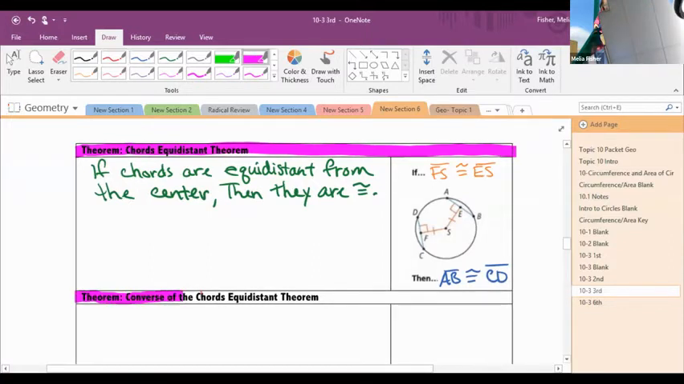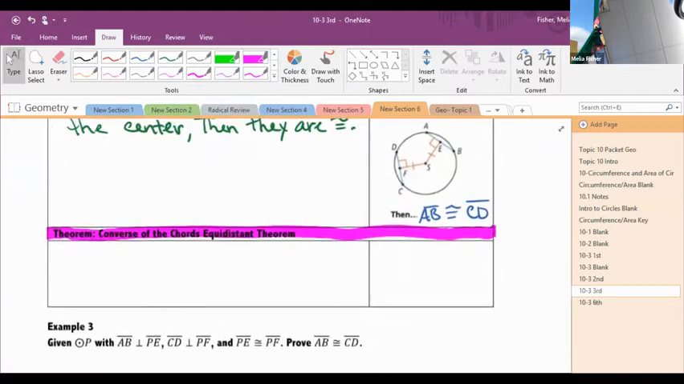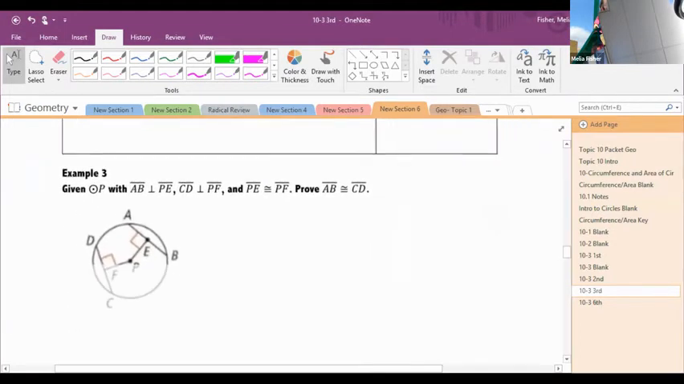And as you might guess, I'm going to leave the converse as a challenge for you to fill in. So it will just say if the chords are congruent, then they're equidistant from the center. Okay? This reverses the order of what we're saying.